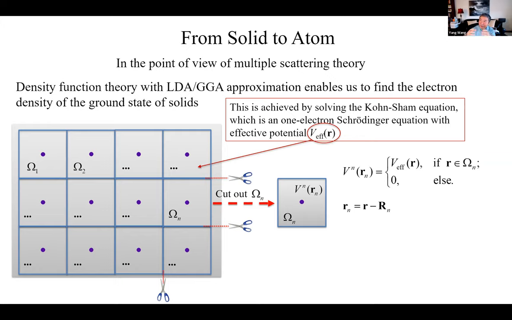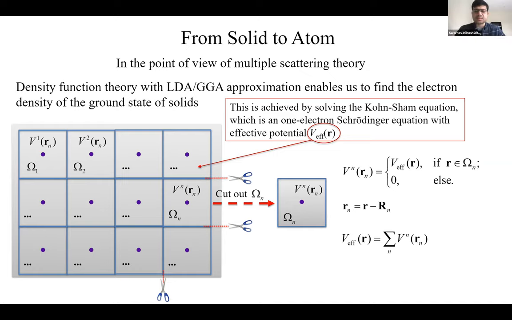So this is the kind of problem I'm looking at. And the same thing, we do this for each cell. Now, obviously, because all the domains add together to form the entire space, the potentials added together give the effective potential, right?